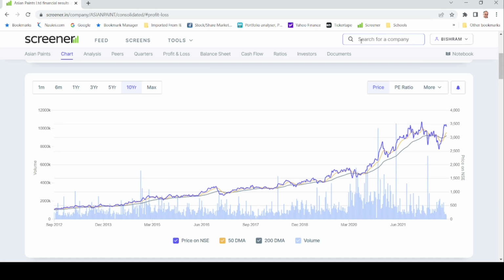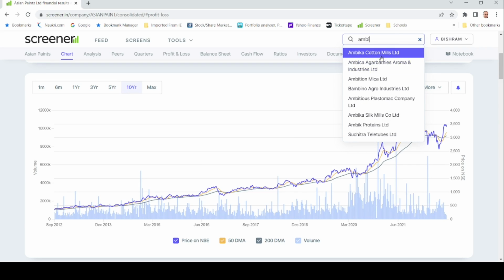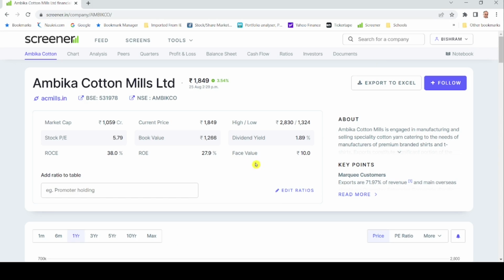Now I'll show you another example, Ambika Cotton. I'm just selecting something, Ambika Cotton Mills. It's a cotton mill from South India. Look here. Again, ROCE and ROE are quite good. Dividend yield is also very good.